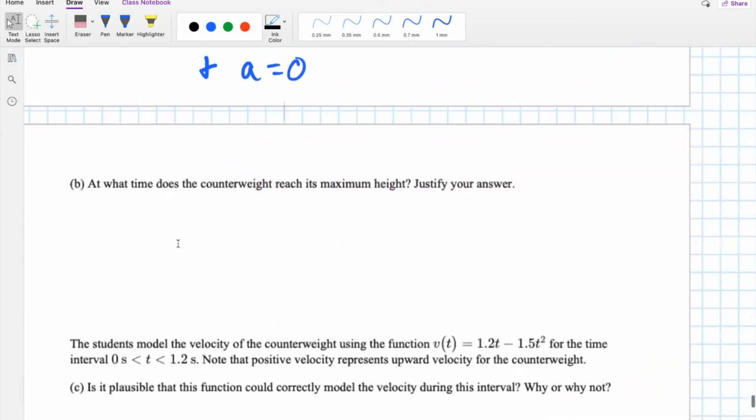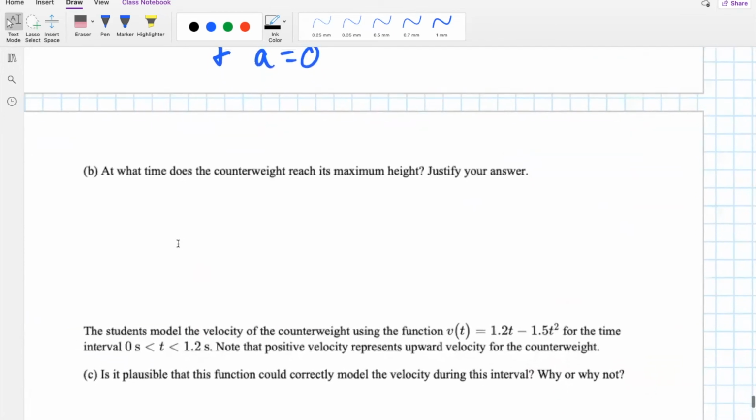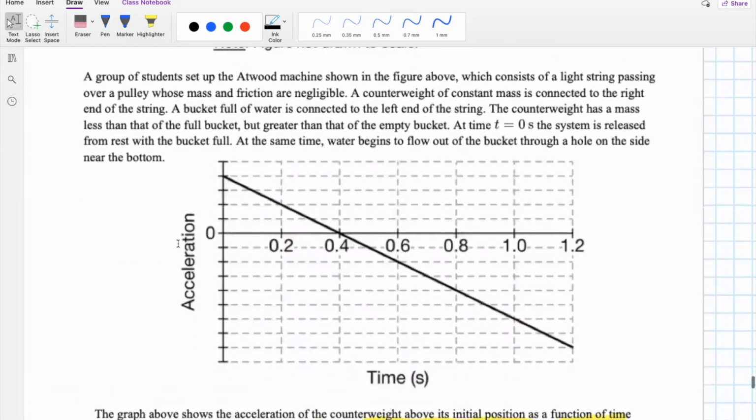At what time does the counterweight reach maximum height? Justify your answer. So let you guys look at this graph here, and I want you to determine, when is this going to be at its maximum height? And if you're thinking 0.8 seconds, you're 100%. I don't know, we're going to find out, but let's see here. So what's the thought process?